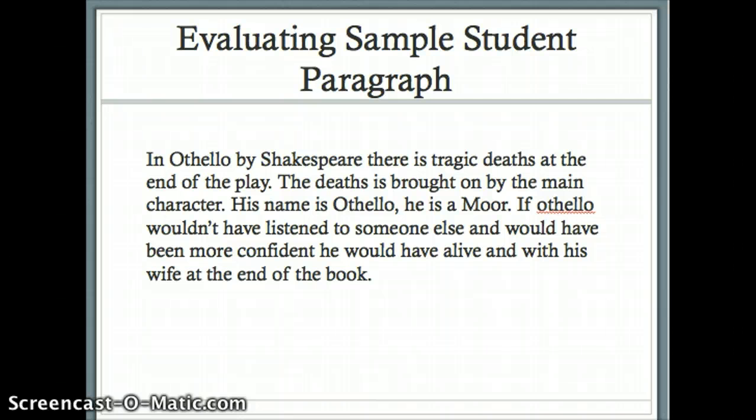In Othello by Shakespeare, there is tragic death at the end of the play. The death is brought on by the main character. His name is Othello. He is a Moor. If Othello wouldn't have listened to someone else, and would have been more confident, he would have alive and with his wife at the end of the book.